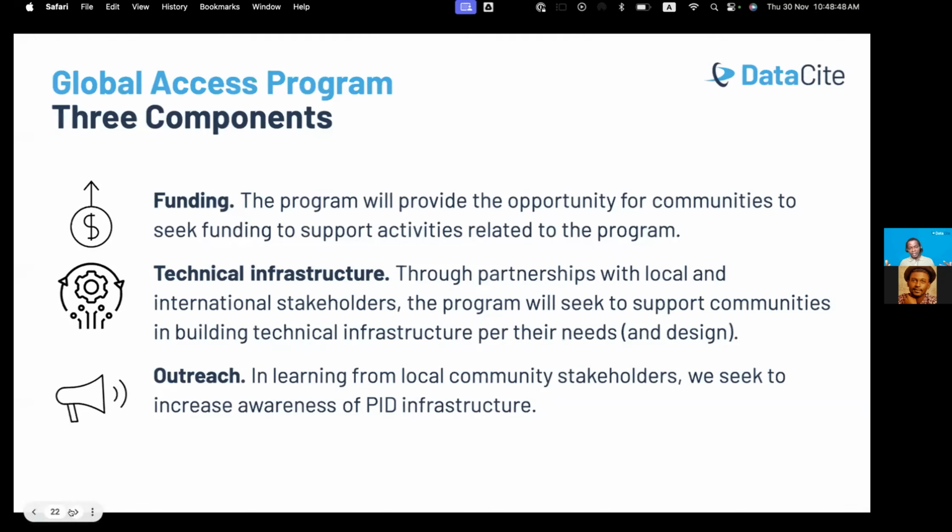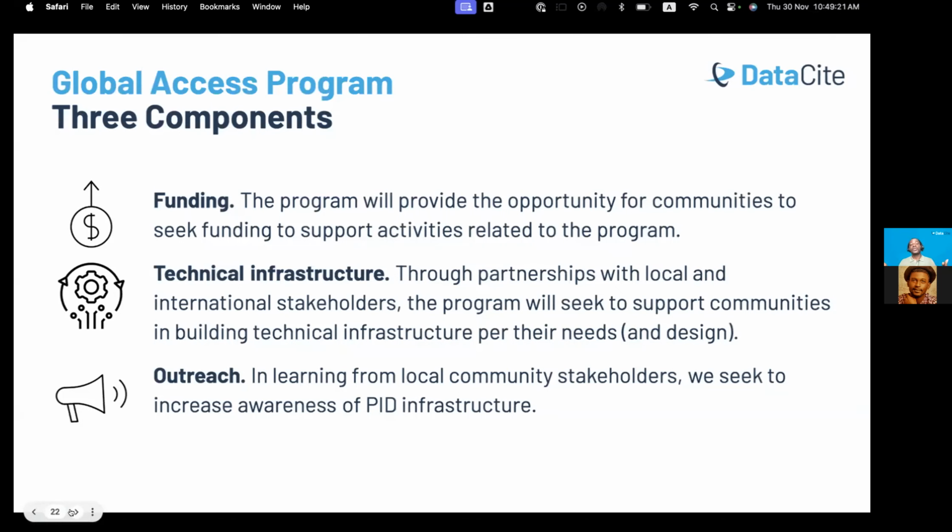We learn from communities and stakeholders, then we seek to increase awareness of PID infrastructure. Then we have the technical infrastructure, in which we look at how we can support local and international stakeholders to build this infrastructure. And I will tell you, I've had a number of chats, WhatsApp messages, people saying, oh, I'm having a technical issue with our infrastructure, and I've been working day and night to support people.